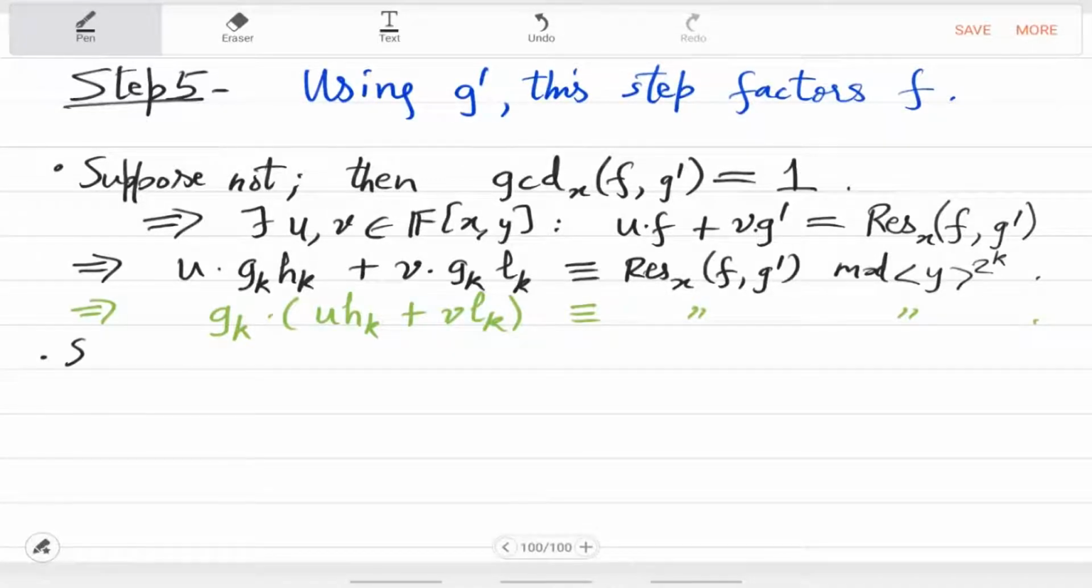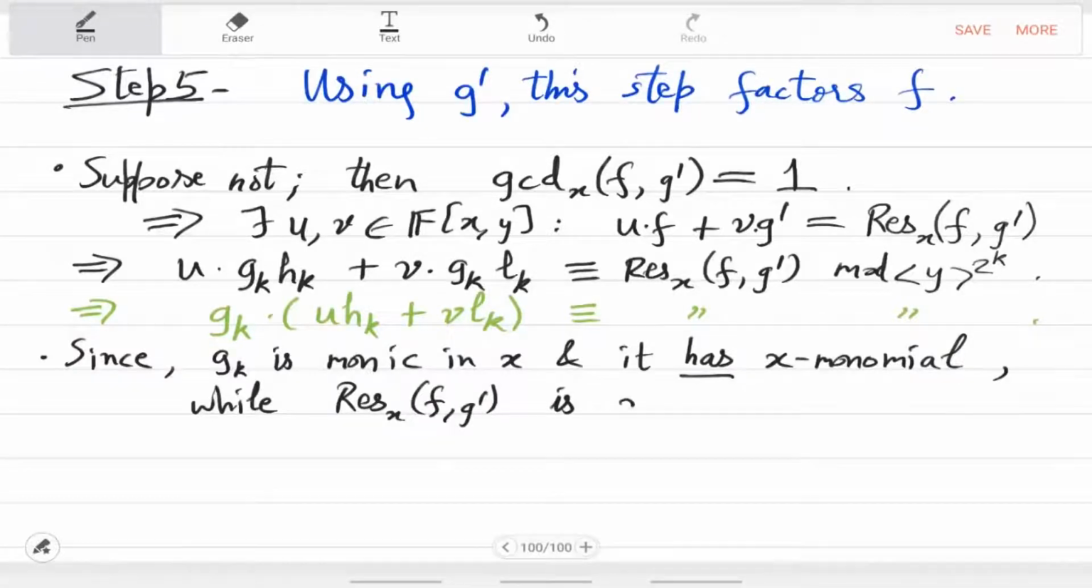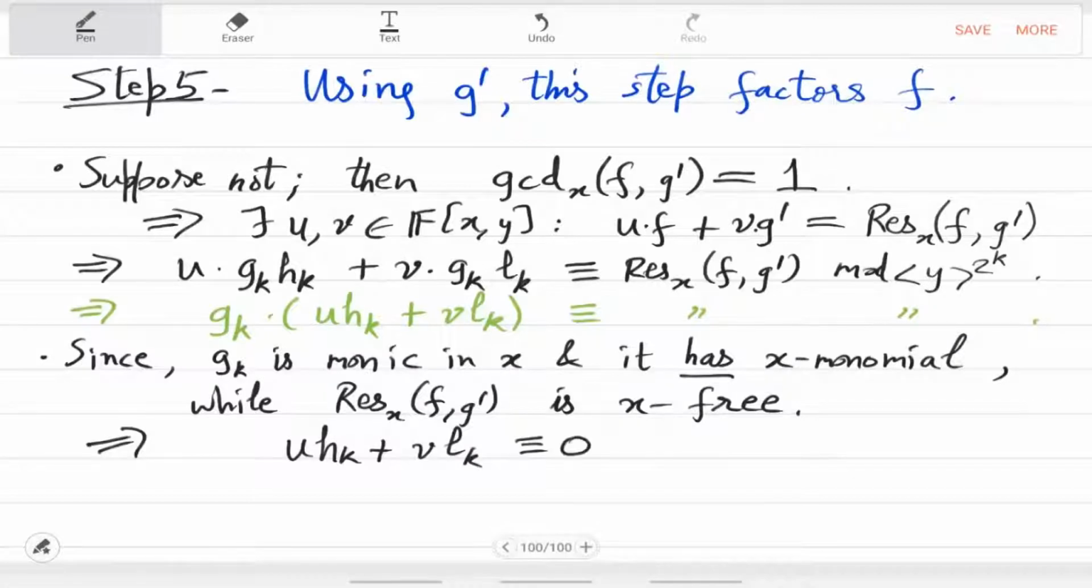So, since g_k is monic in x and it has x, while the RHS, which is the resultant, is x free, what you deduce is that u h_k plus v l_k is 0 modulo y to the 2 to the k. Okay. Which means the resultant is 0.